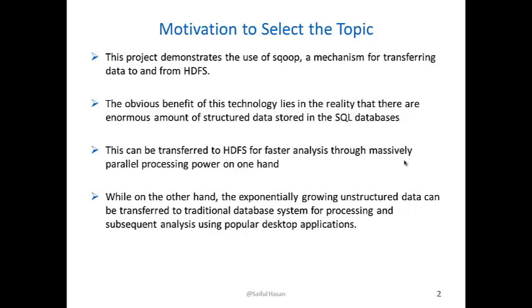to use its massively parallel processing power on one hand, and on the other hand, we can transfer the unstructured data from the Hadoop world to the traditional database system for processing and subsequent analysis by using popular desktop applications, which I'm sure will appeal to business managers.